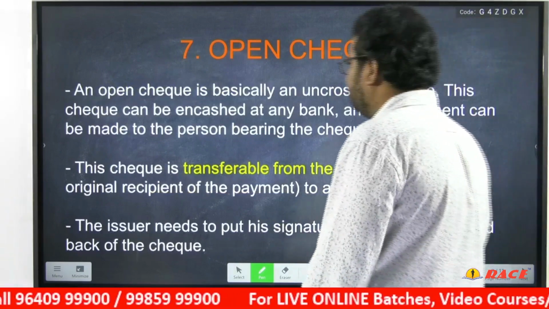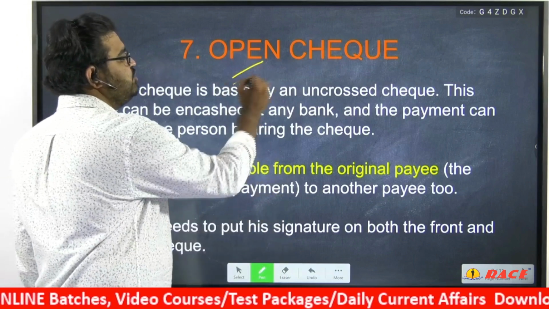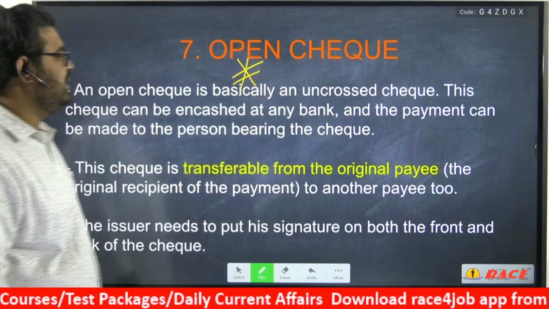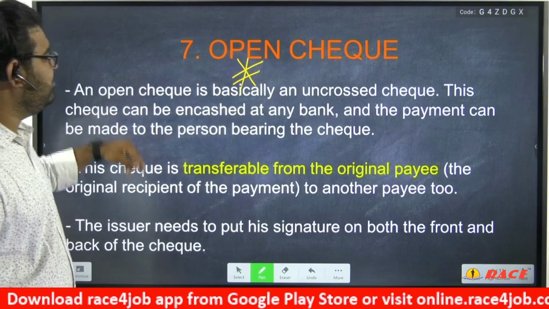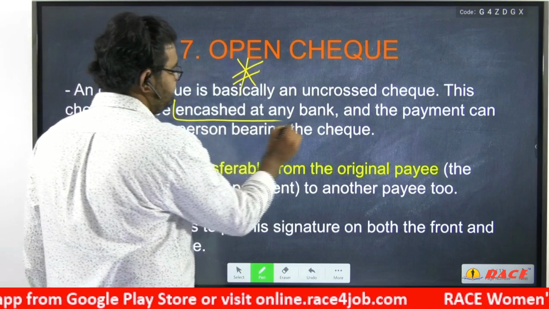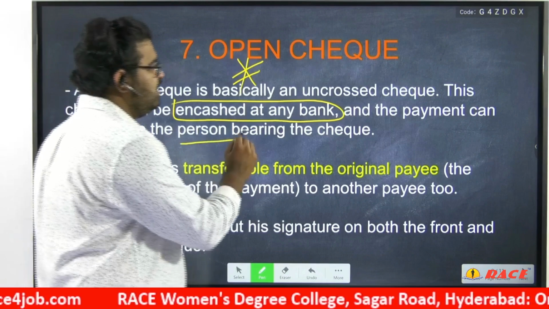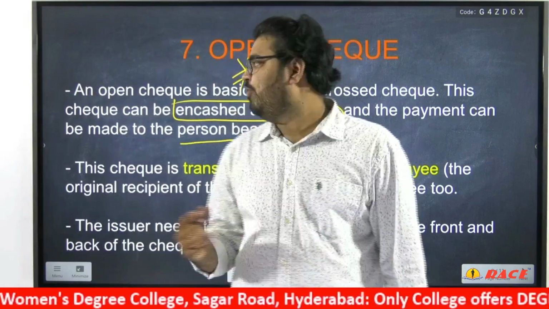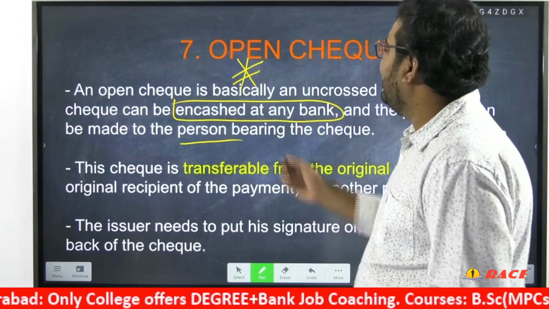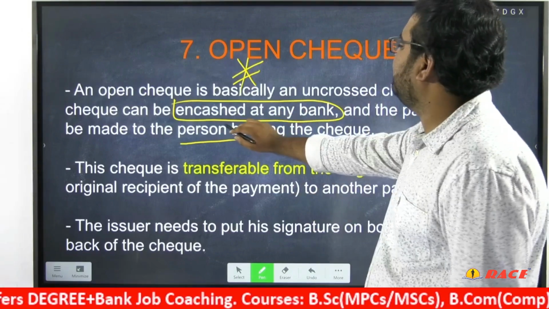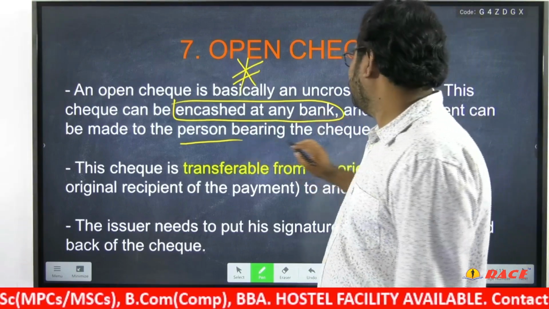Now, the open check. An open check is basically an uncrossed check, so you can't find these sloping lines. This check can be encashed at any bank, and the payment can be made to the person bearing the check. So one can get cash from any bank. An open check is not given to each and every individual; there are some criteria to get it.